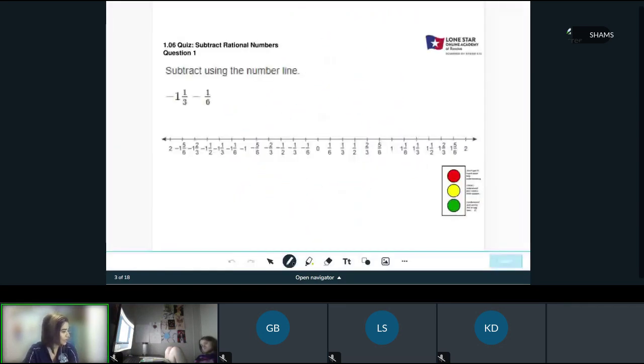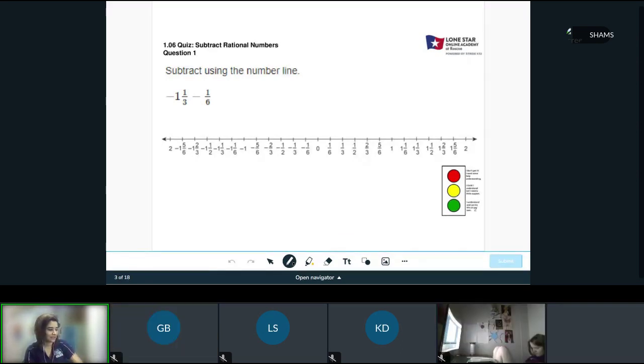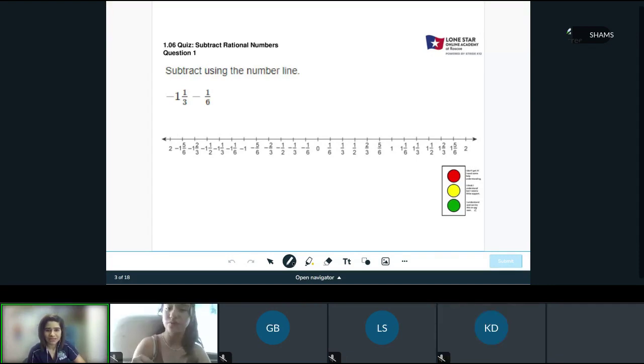This is how question 1 looked in the 1.06 quiz. It gave you a question. It said negative 1 whole 1/3 minus 1/6. It did give you a number line, and so you can solve.